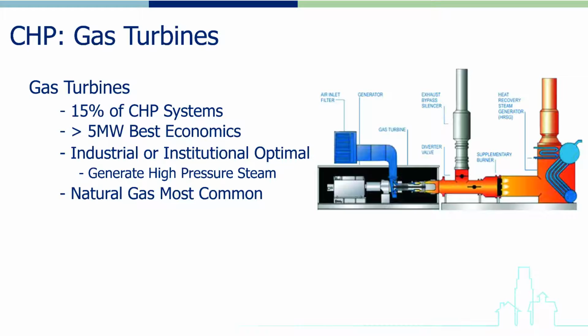For CHP applications, gas turbines typically have favorable economics in sizes greater than 5 megawatts. They are well suited for industrial and institutional CHP applications, because the high temperature gas that the turbines exhaust can either be used to generate high pressure steam or used directly for heating or drying. Gas turbines can be operated with a wide range of gas and liquid fuels, but for CHP, natural gas is currently the most common fuel.